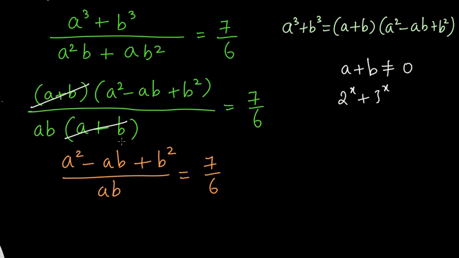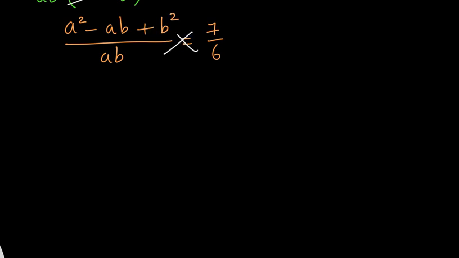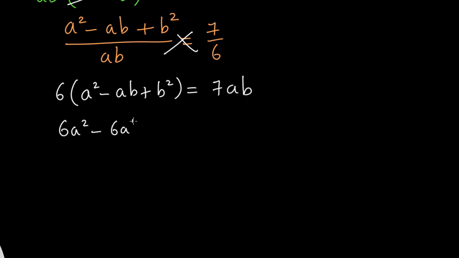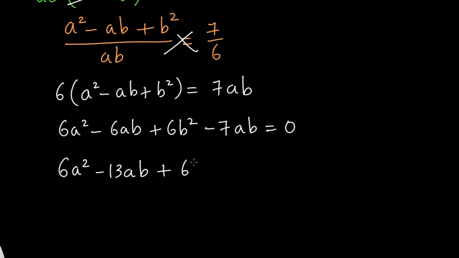Now let us just go on and cross multiply these terms and see what we can get. So we are going to cross multiply now. So we have 6 times this term a square minus ab plus b square, that is equal to 7 times this term, that is ab. Open the bracket here, so we get 6a square minus 6ab plus 6b square, and I'm going to bring this minus 7ab to the left side so that we have minus 7ab equal to 0. Okay, yes. So now we have 6a square minus 6ab minus 7ab will become minus 13ab plus 6b square equal to 0. We have arrived at a quadratic equation.